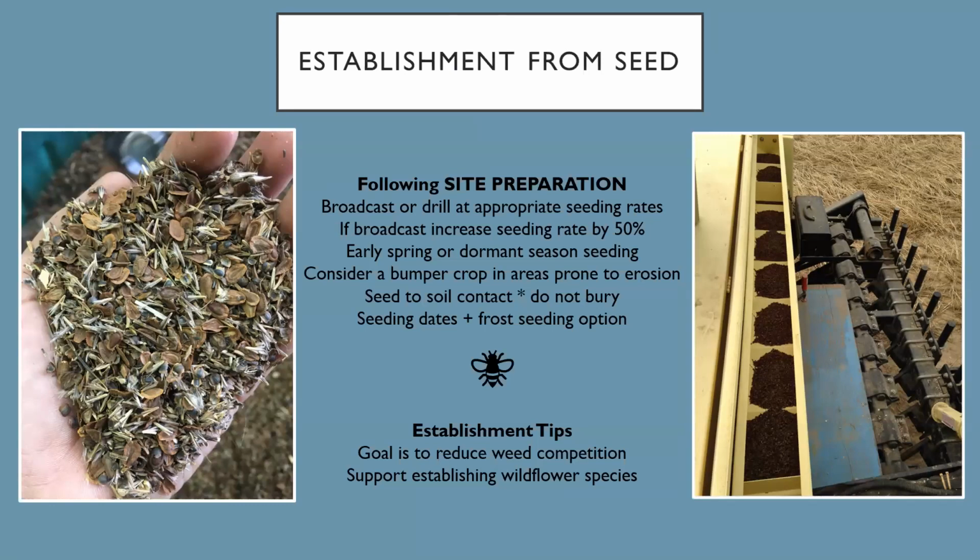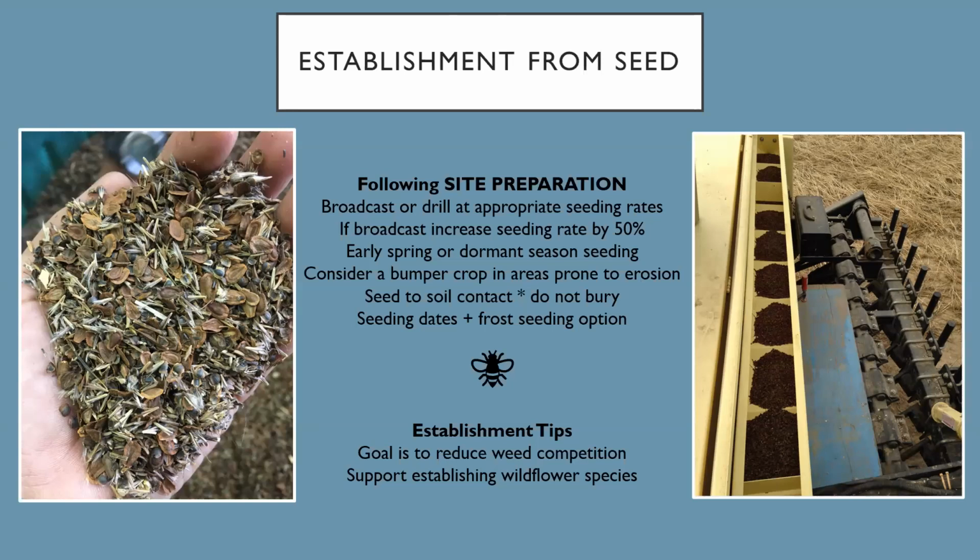And if you're broadcasting, you want to increase your seeding rate by 50%. Typically, our seeding rates are between 4 and 6 pounds per acre, which you may think, wow, that's really low, and you're going to have a lot of bare ground. But of course, that's on purpose. We want to have the bare ground available. We want to leave room for species to seed themselves in and expand over time. So we've got fresh seed being set each year, and also some flowers that propagate by vegetative growth. We want to leave enough room so that things don't become stagnant.